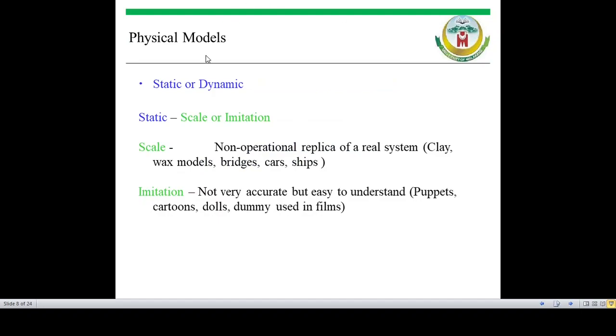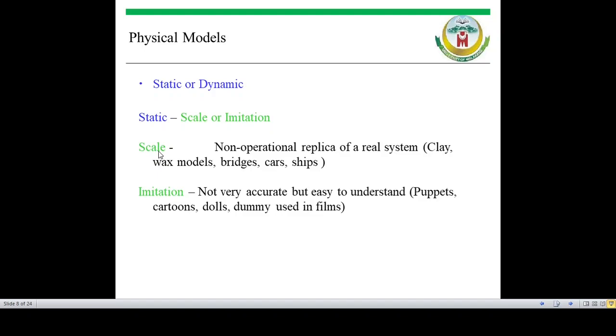Now, physical models. Physical models can be static or dynamic. Static models are scale or imitation, which are copies. Scale models are non-operational replicas of a real system: clay or wax models, bridges, cars, ships. And imitation models are not very accurate but easy to understand. For example, puppets, cartoons, dolls, dummies used in film, etc.